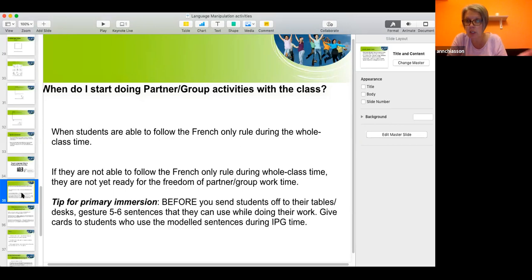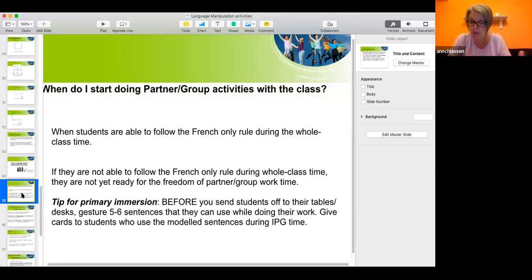But of course, in immersion, you have your students all day. So you would have to wait a really long time. So you're not going to do that. So before you send them, what I would tell you is that you need to set the kids up for success. So I'm sure you're having success when you're on the carpet doing teacher-led work.